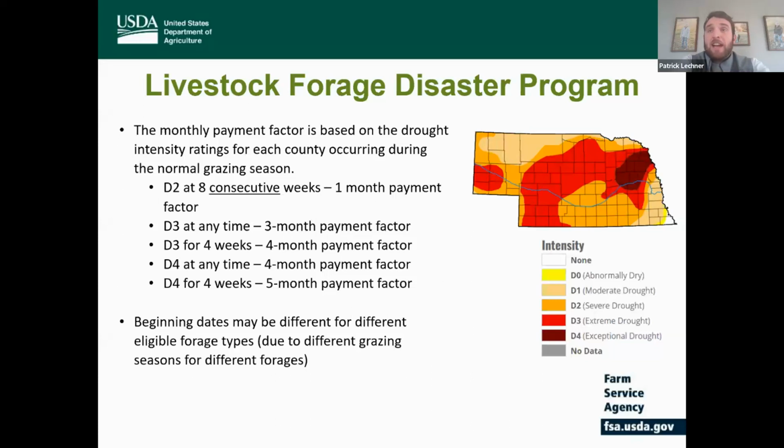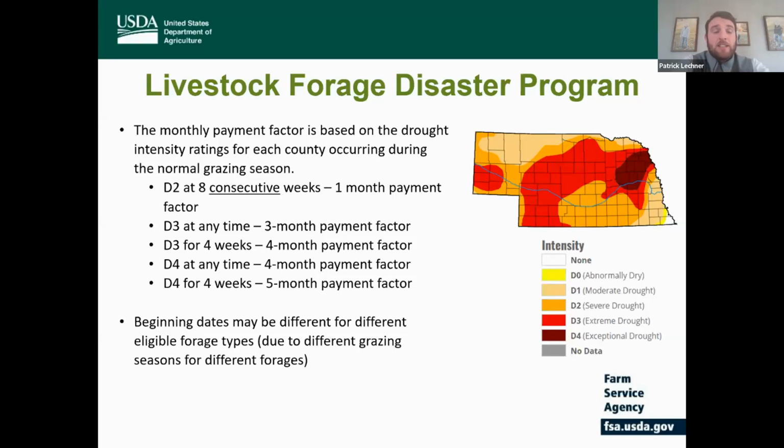When we look at payment factors and how payments work for the Livestock Forage Program, inside of these grazing seasons, if we hit D2 for 8 consecutive weeks, that automatically qualifies for a 1-month payment factor. If a county hits D3 on the drought monitor at any time, we're looking at a 3-month payment factor. If we've got D3 for 4 weeks during the grazing season, we've got a 4-month payment factor. D4 at any time during the grazing season would be the 4-month payment factor again. And if a county is in D4 for 4 weeks during the grazing season, we would hit that cap of a 5-month payment factor.